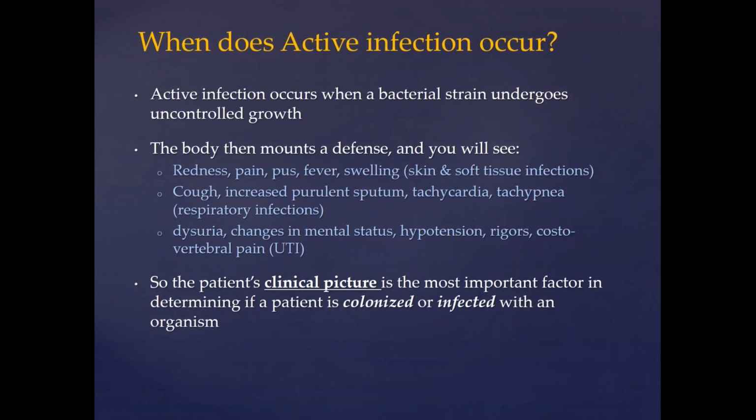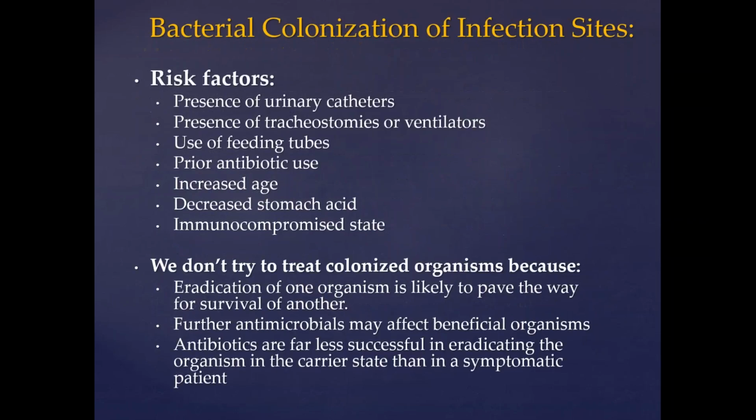Now, active infection occurs when a bacterial strain undergoes uncontrolled growth. The body will then mount a defense, and you may see for skin and soft tissue infections, redness, pain, pus, fever, or swelling. For respiratory infections, cough, increased purulent sputum, tachycardia, or tachypnea. And for UTI, you may see dysuria, changes in mental status, hypotension, rigors, or costovertebral pain. So the patient's clinical picture is the most important factor in determining whether the patient is colonized or infected.